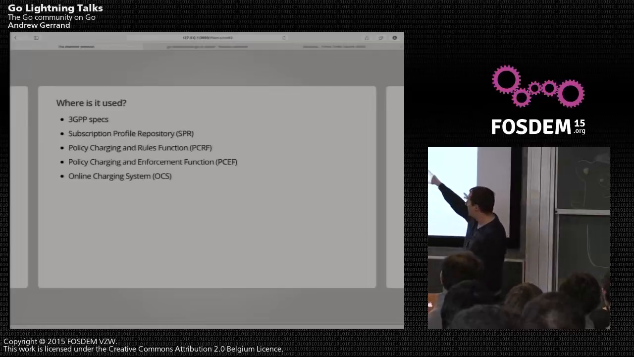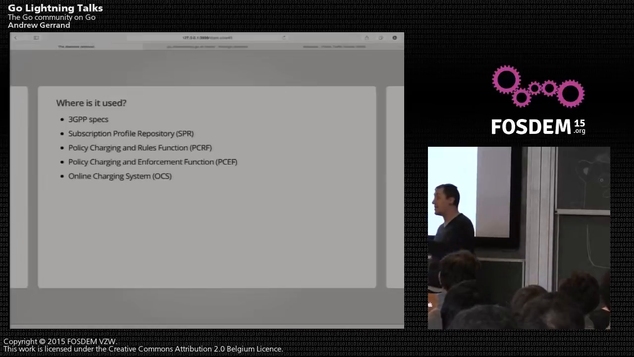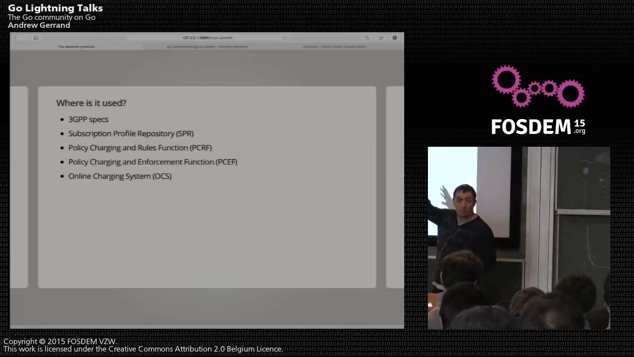So these equipment, like we have, for example, the subscription profile repository, that's in the carrier where your profile is. So basically, what is your plan? What is the speed that you get on your phone? And what is your quota? That all lives in there. All these equipment, they talk to each other via Diameter, in real time mostly.